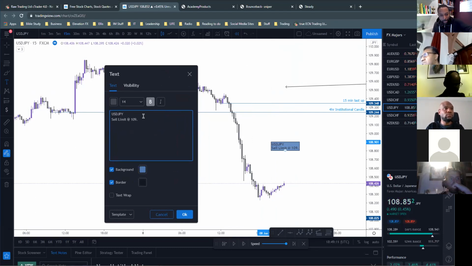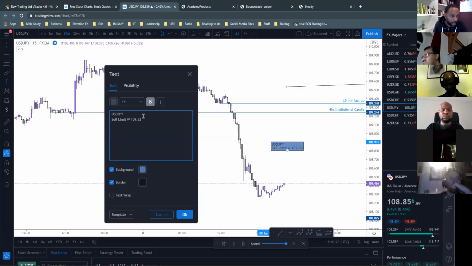When I mark it up like this, I always leave space for the spread, because each of your brokers will have a spread, and you don't want to miss these trades because the trade fell in the gap of the spread. Okay, we can explain that another week. So I'm going to go at 109.33 here as the entry.